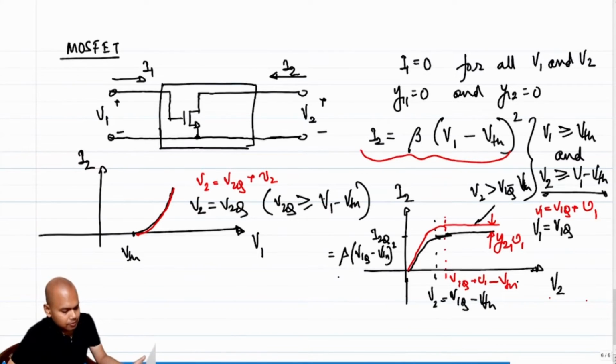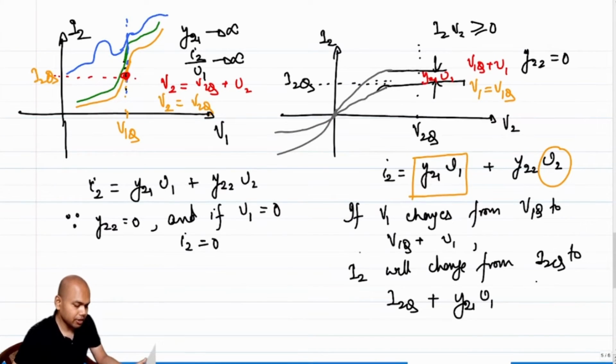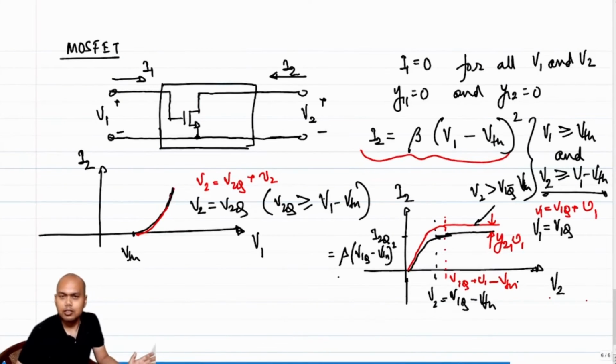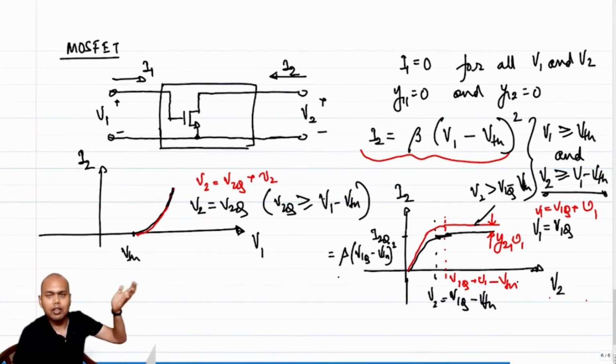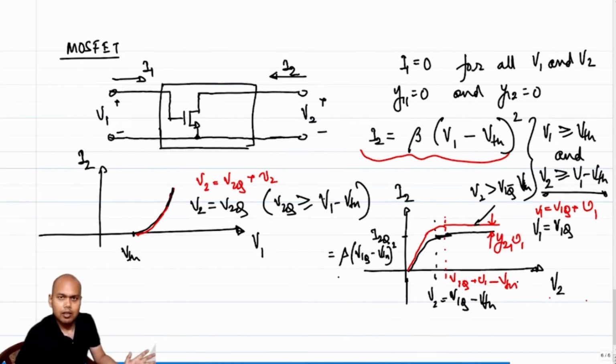But note that the IV characteristics that we arrived at, the desirable IV characteristics that we arrived at, are not particular to a MOSFET. That is particular to any device that you need to make an amplifier, right?